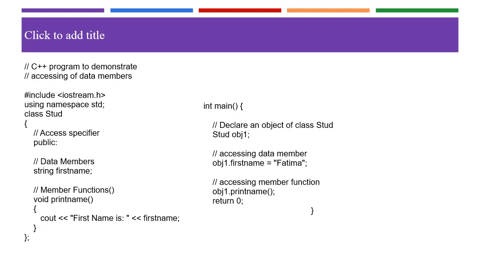The return type for main is integer, so I have to return something to the main function. So I have just written here return 0. So in the print name function, my name will be printed with the help of the cout statement.